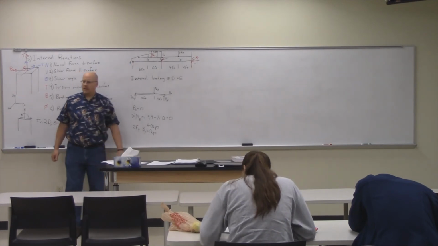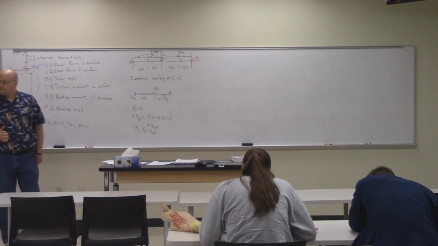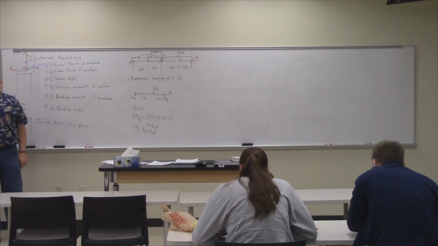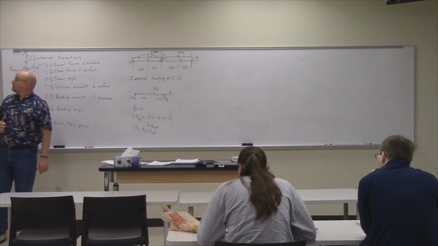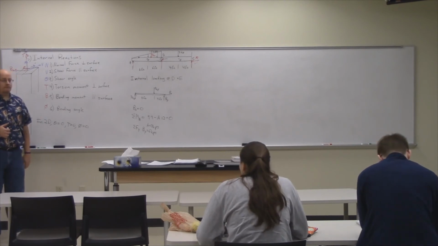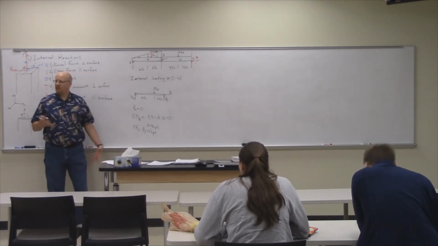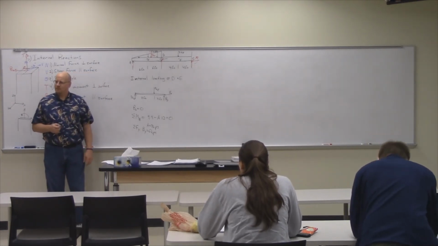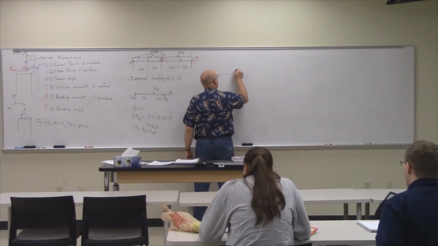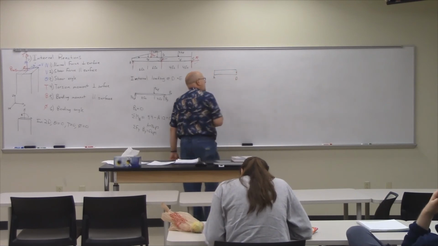I've got to find the internal loading at D. How do I do internal loading? What method do I use to find the internal loading at D? I would take a section. I would do a method of sections kind of approach. So now we're going to cut it at D. So this is A, and this point here is D.